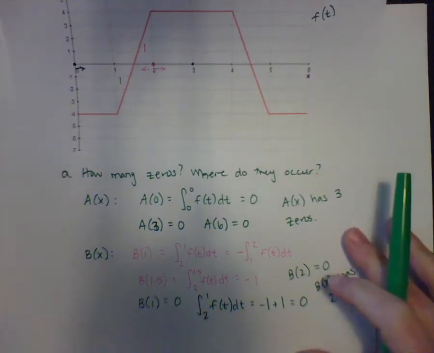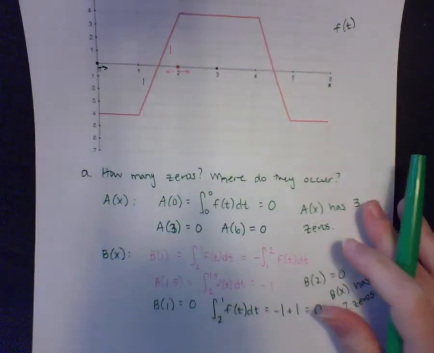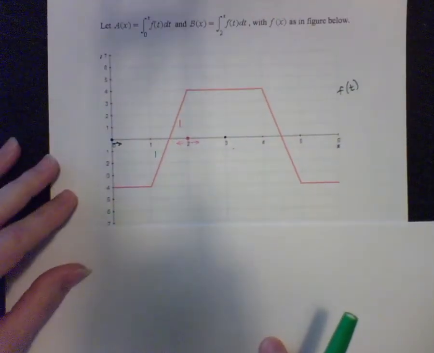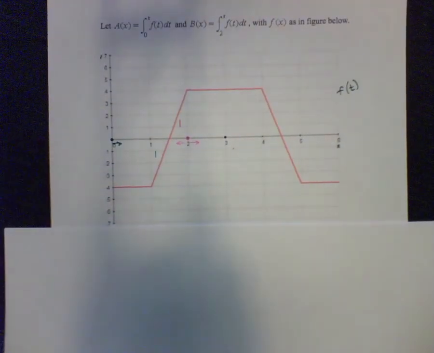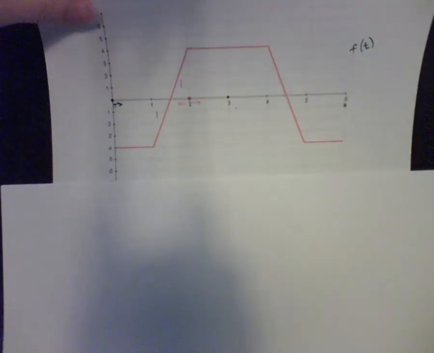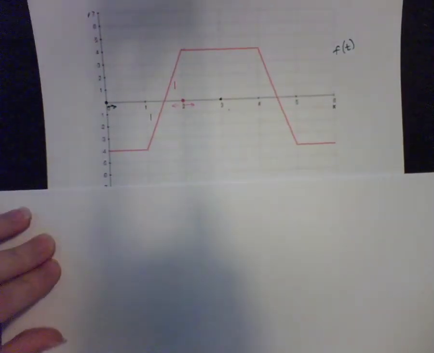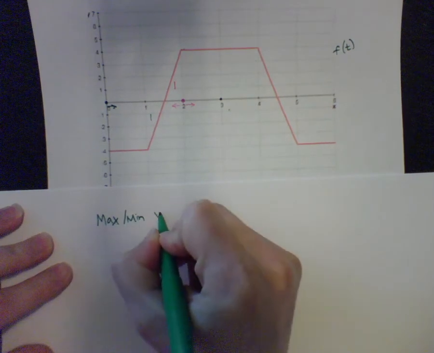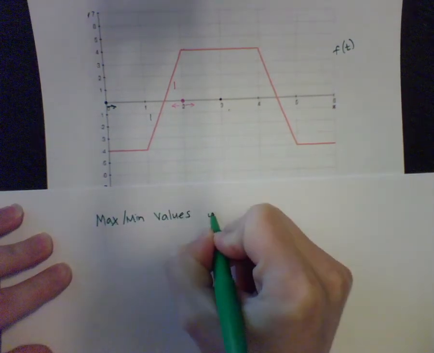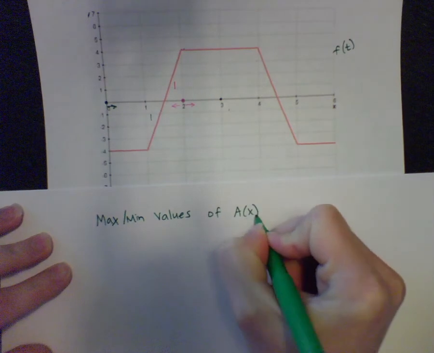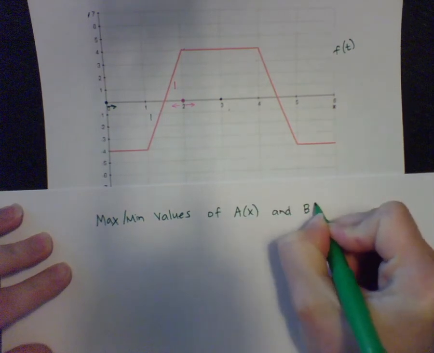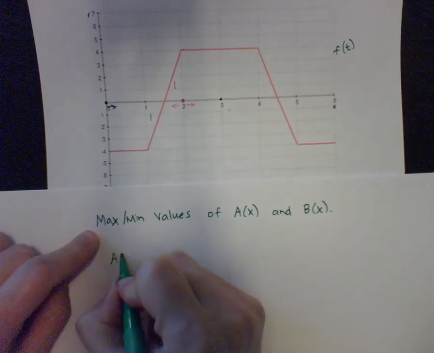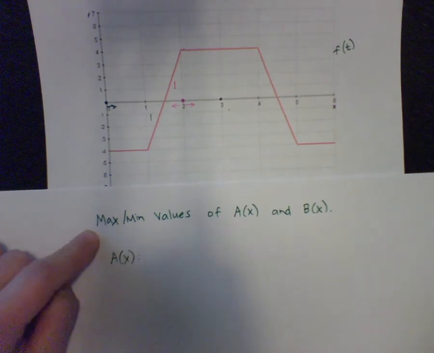Okay? So notice how big of a difference we can end up having depending on where our area function is starting. Now another thing I might want to answer about this particular area function, maybe we'll do both of them, is what the maximum and minimum are. So let's go ahead and answer that. Let's find the max and min values of both a of x and b of x. Let's go ahead and start with a of x. I think this one will probably be more intuitive for us, and then we'll do b of x.